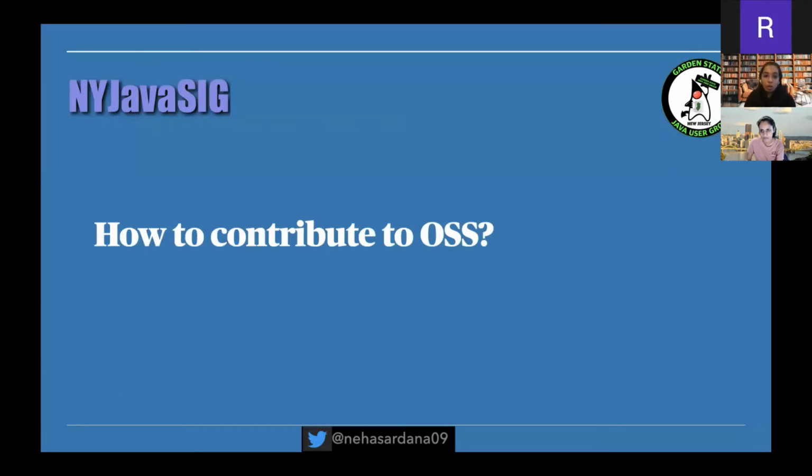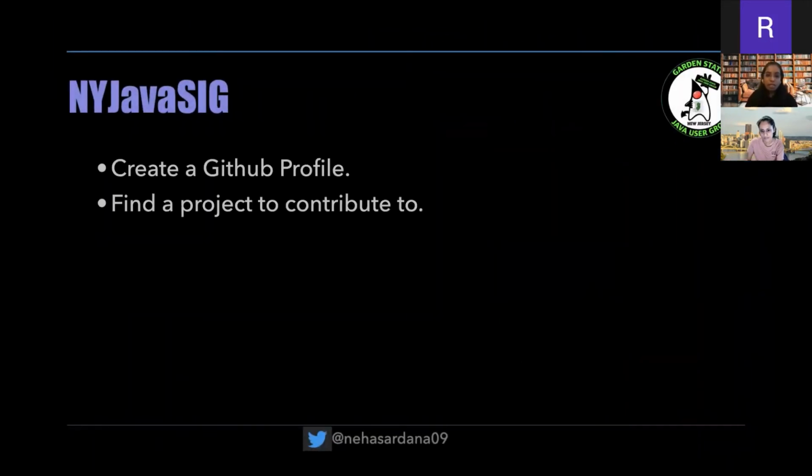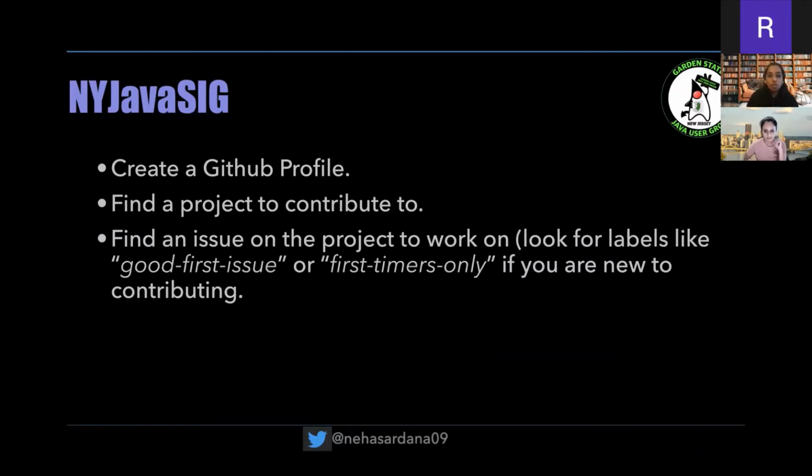Okay, so now we want to discuss how we can contribute to open source. Let's see, the steps are very simple. You create a GitHub profile, you find a project to contribute to, then you find an issue on the project to work on. There are labels to look for. A lot of projects have them, so if you go to the issues tab of the project, there are labels already made. Sometimes it's for first-time developers, something like good first issue.